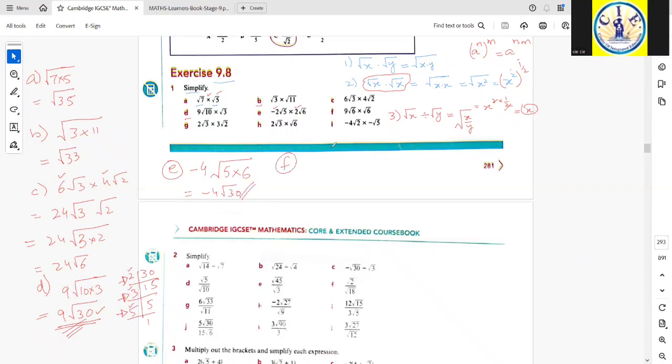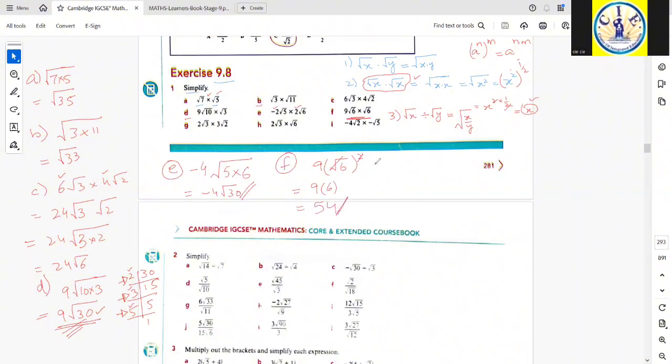Now for part F, 9 times, now for this, square root 6 times square root 6. This rule is going to be applied: the radical of the same number multiplied with itself. So that is going to be radical 6 raised to power 2. So we can have 9 times 6, that is 54.